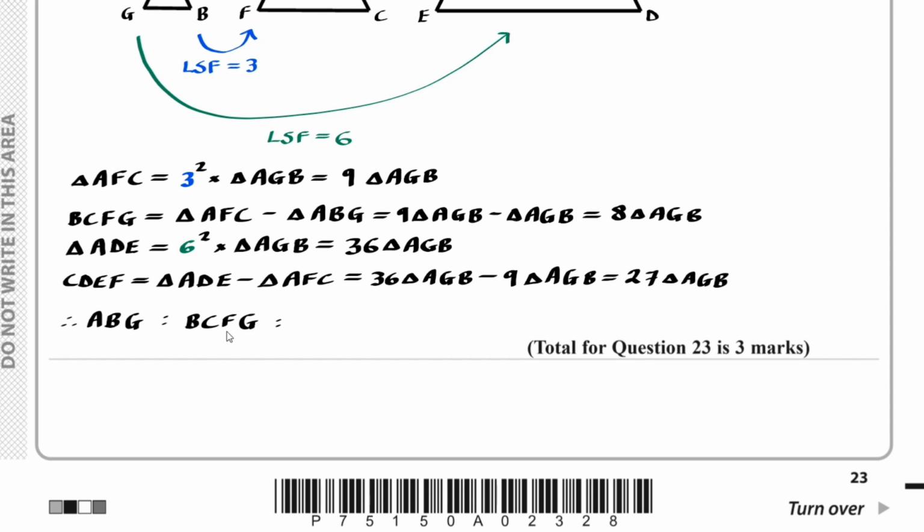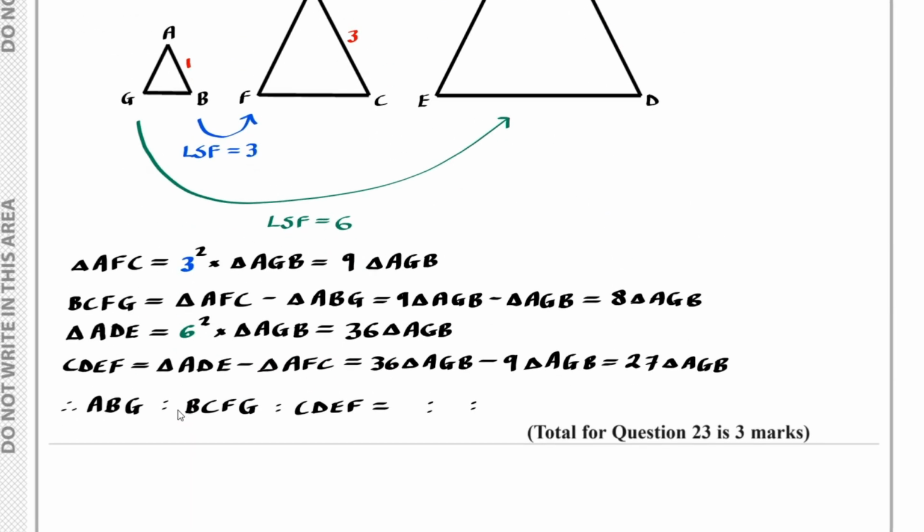to BCFG to CDEF is equal to, well, I would have ABG being the 1 as my area, BCFG, I had 8 of those ABGs, and the CDEFs, in terms of the AGBs, I've got 27 of those. So I've got the ratio being 1 to 8 to 27, which is what we wanted to show.